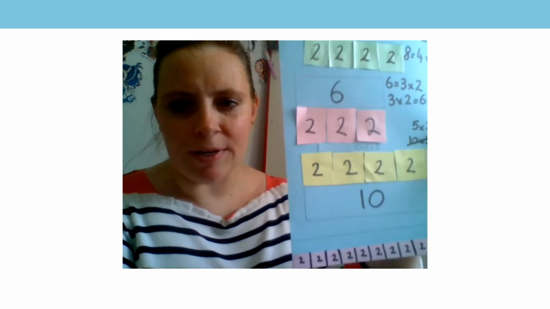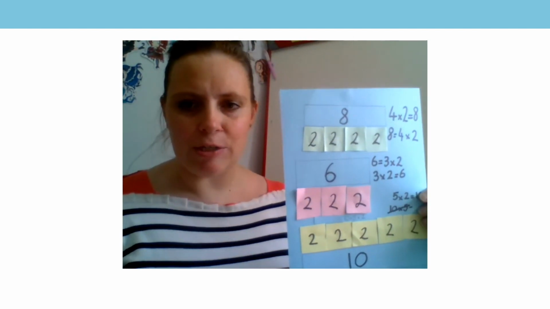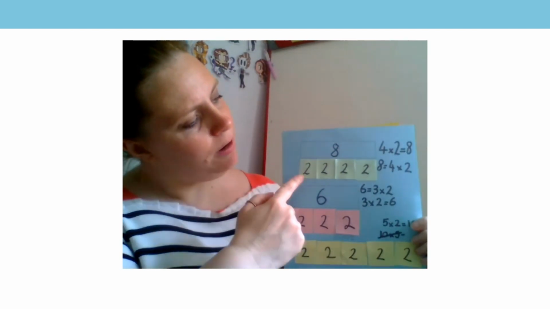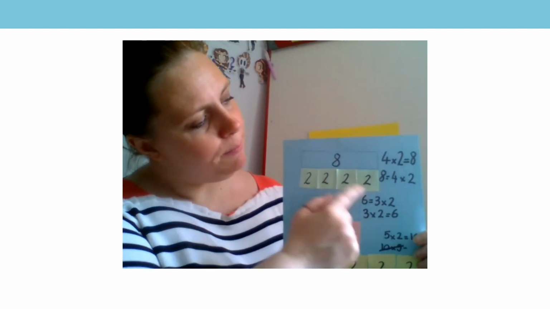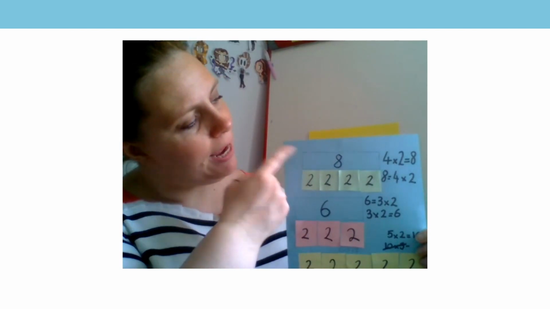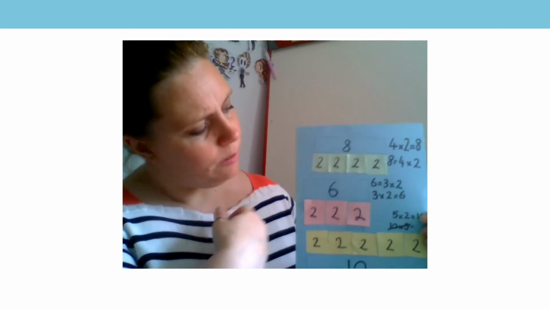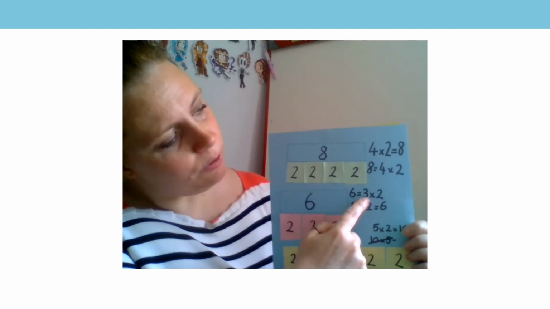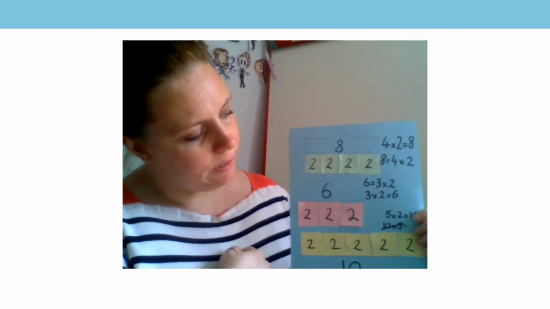Okay, I did four examples. I've got four different bar models to show my different equations. In this one, my product is 8, and I have 4 equal groups of 2. 2 is a factor, 4 is a factor, because I have 4 groups of 2, and 8 is the product. I remember to write my equations as well. 6 is the product of 3 times 2. 3 times 2 equals 6.